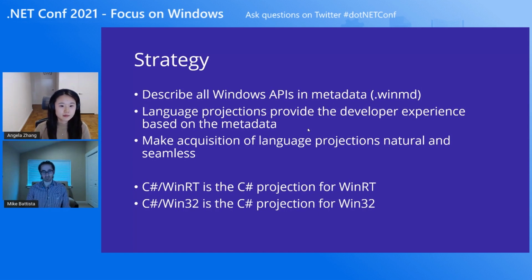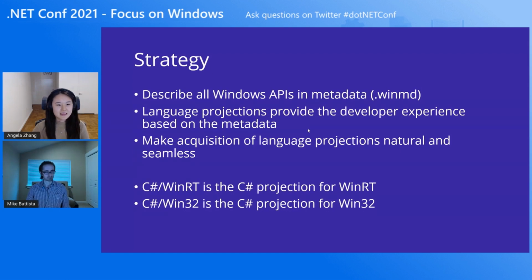Once we have projections based on the metadata, we want to make acquisition of those tools as easy and seamless as possible. As .NET developers, you're used to certain workflows and you use the .NET CLI and NuGet. So we don't want you to have to install some massive MSI with a bunch of stuff you don't need. We want to make acquisition of these tools really easy, and we want that to fit into your natural workflow. C# WinRT, we can define that now. It is the C# projection for WinRT, and C# Win32 is the C# projection for Win32. And now Angela's going to go into some detail on what C# WinRT is and provide a demo.